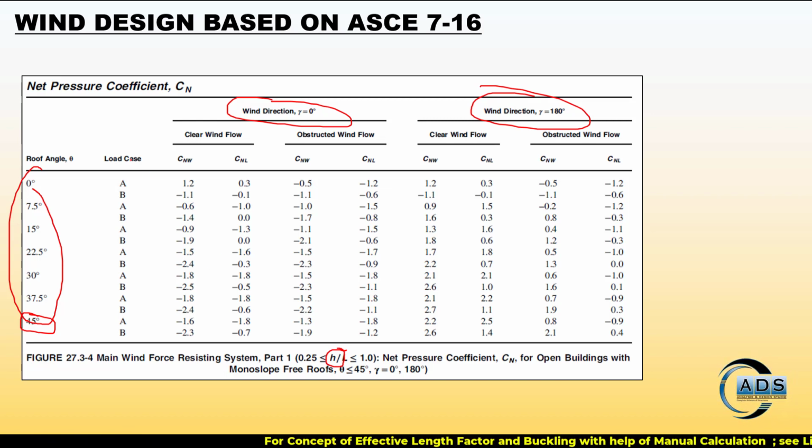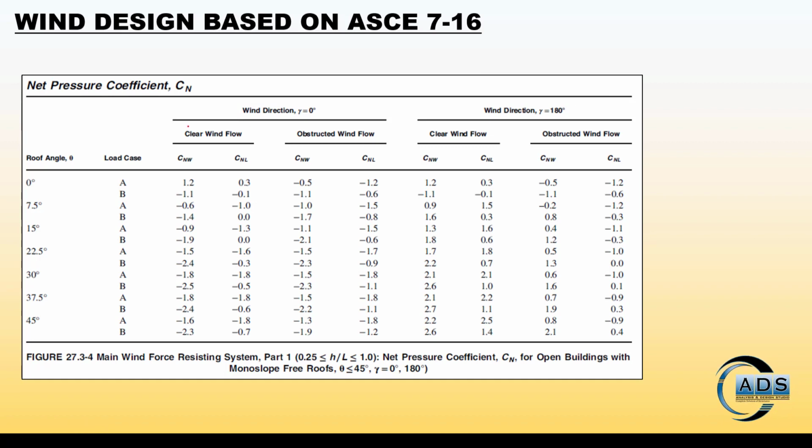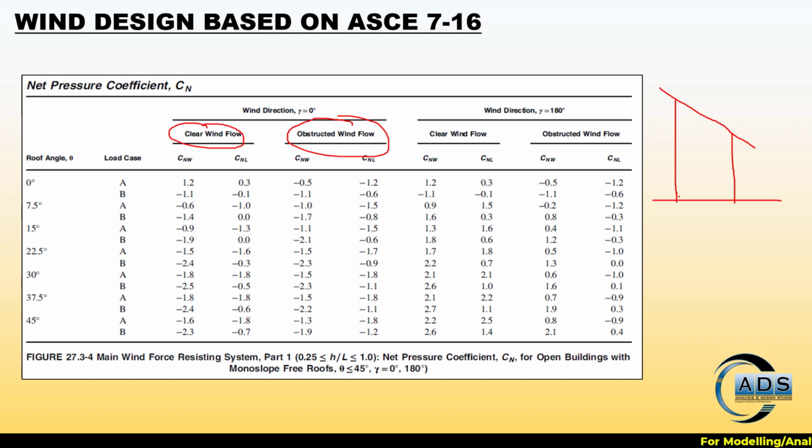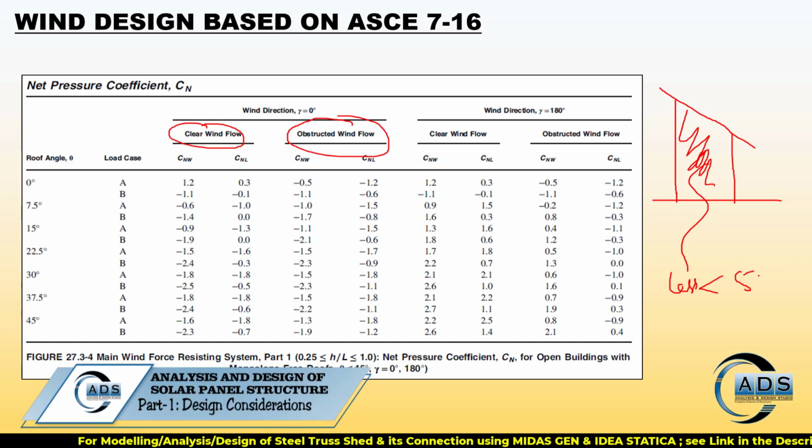Okay, now there are two load cases. Why there are two load cases? All the coefficients in the code are based on some experiments. So there are some wind tunnel experiments in which there are two load cases. So that's why load case A and B. We can see that it is written here clear flow and obstructed flow. What does it mean? It means that let's say we have a solar structure, elevated solar structure. Okay, and the area under this is obstructed less than 50%.